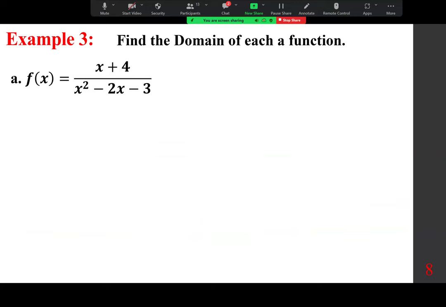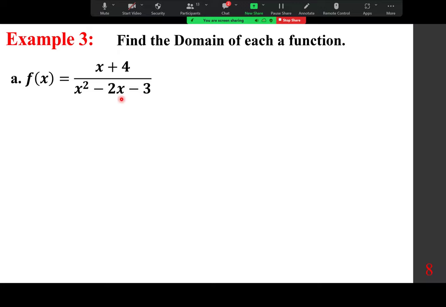We want to find the domain of each function. The first function, f of x, equals x plus 4 over x squared minus 2x minus 3. It's a fractional format. More precisely, it's a rational function. A rational function is a function where the top and the bottom are both polynomials. As you recall, the process is very simple. Set the denominator equal to 0 and exclude that.